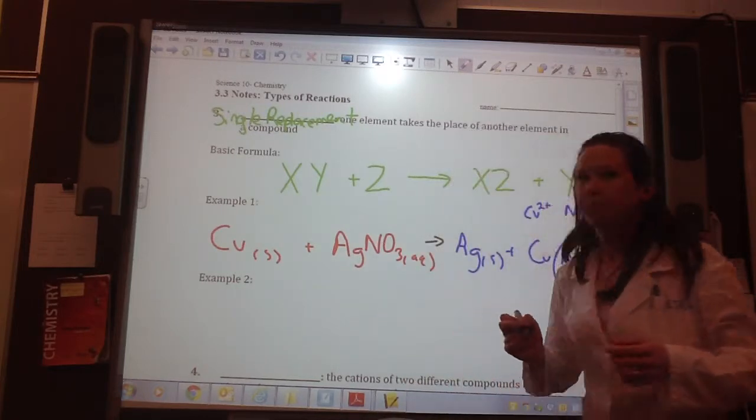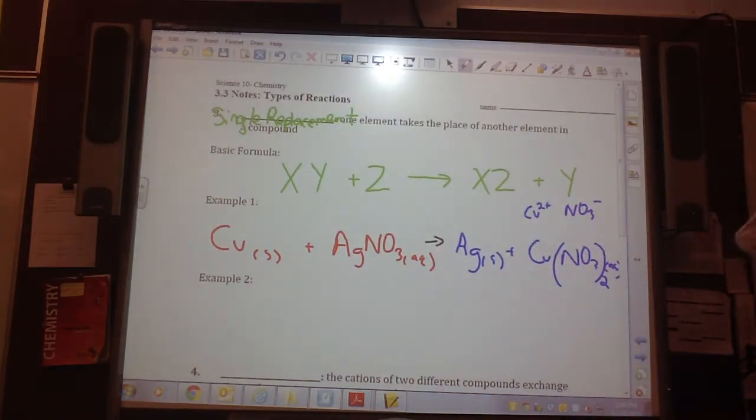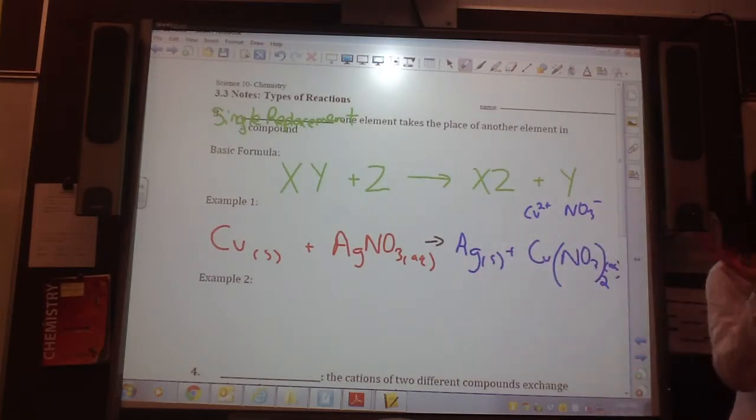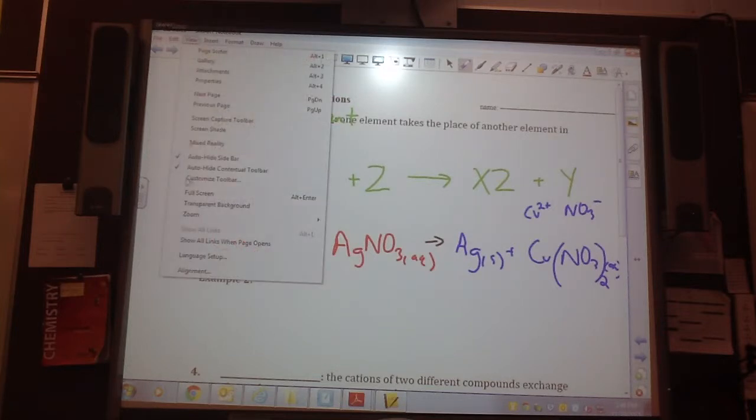Could you put CuNO3 before the Ag? Oh yeah, you could have put that compound there too, and that would have been just as fine. It doesn't matter what order you write them in.